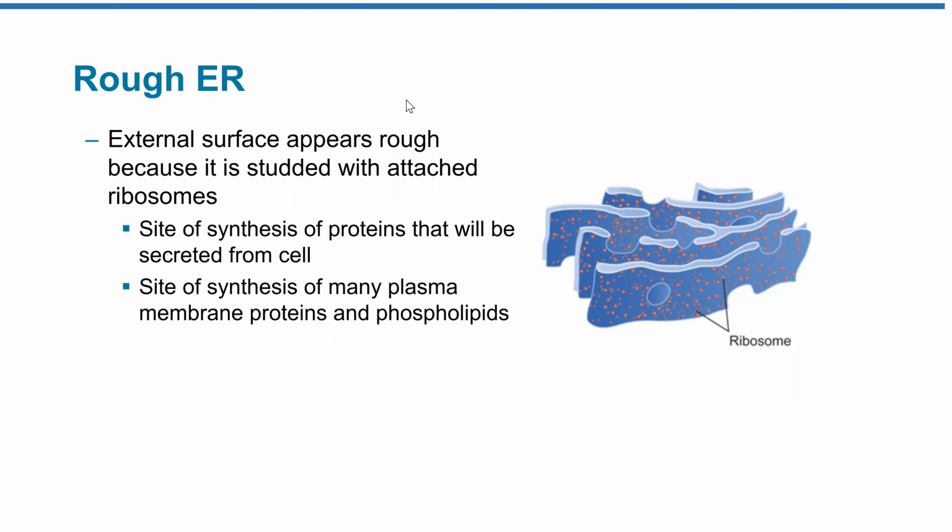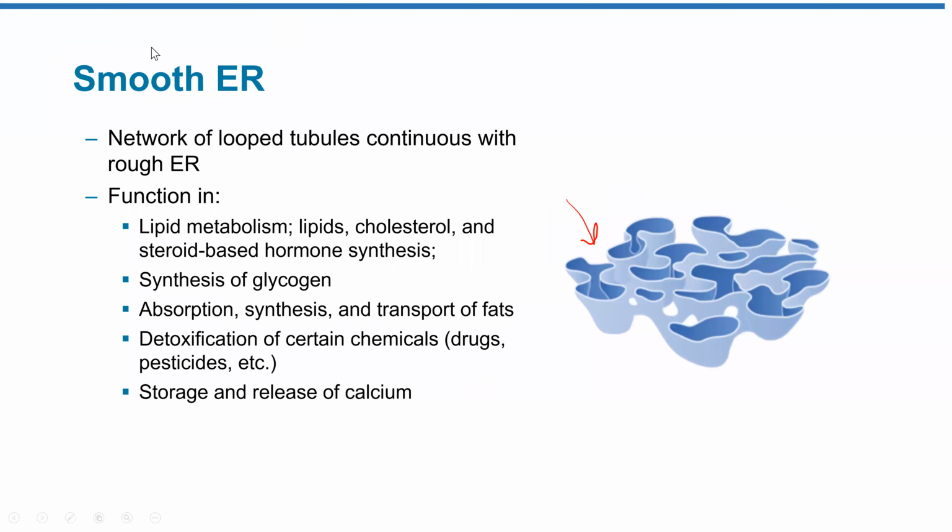I'm sorry, over here, this is not correct, because rough ER, I don't think it synthesizes phospholipids. I need to double check, but I'm pretty sure phospholipids are synthesized inside a smooth ER, because smooth ER function is lipid metabolism. I think this is just a typo in the PowerPoint.